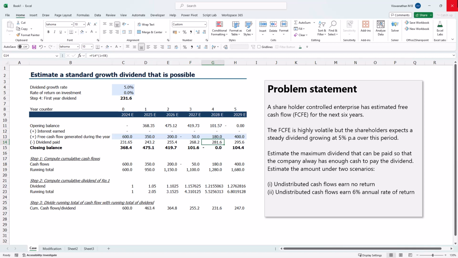Now the next question is, in this case, we are assuming that these cash balances that are left in the businesses don't earn any return. But that's not likely to be the case. The company may park these funds elsewhere and we may get some returns.